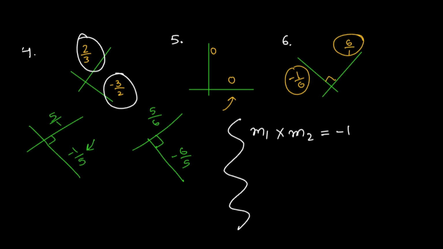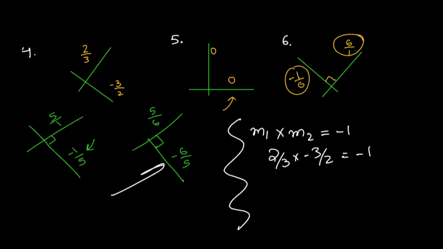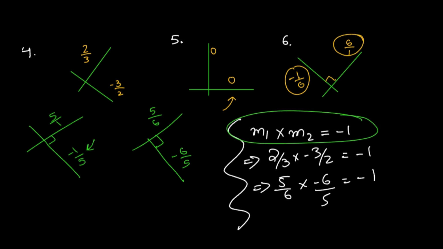So 2 over 3 times negative 3 over 2 is always negative 1. Also, 5 over 6 times negative 6 over 5 is also negative 1. So in summary, perpendicular lines have gradients that are negative reciprocals of each other, or you can say perpendicular lines have gradients that multiply to give negative 1.